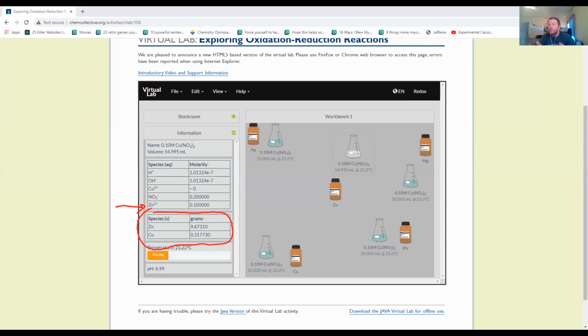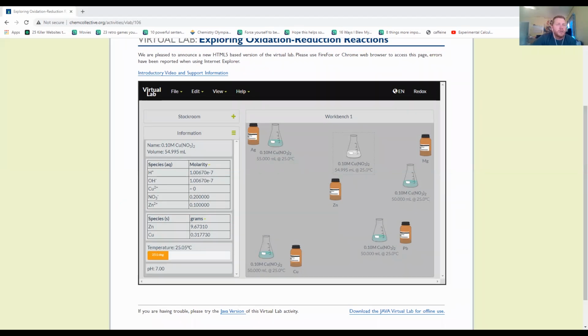Now, what I'm going to use as my barometer for whether or not a metal is oxidized, and how easily oxidized it is by this copper solution, is the temperature. And I can tell you right now that zinc is easily oxidized by copper, and it's more easily oxidized than silver because I saw my temperature go from 25 degrees to about 29 degrees. Now I'm going to do one last one. I'm not going to do all 5, but I'm going to do one last one.